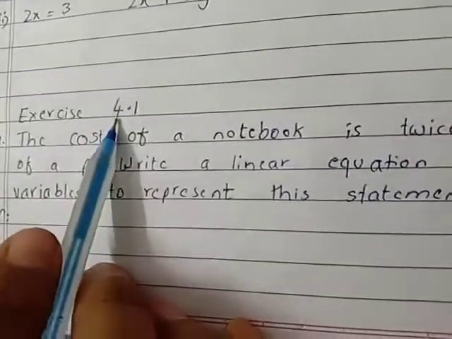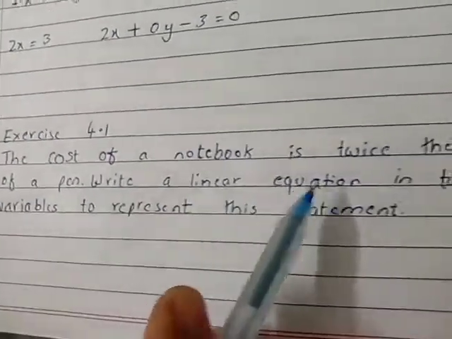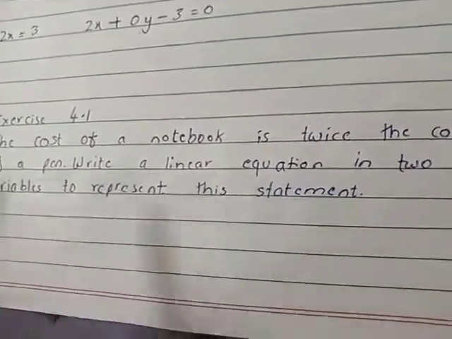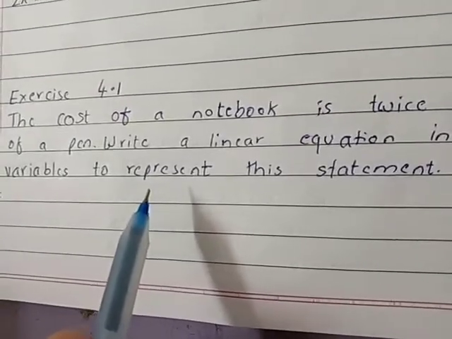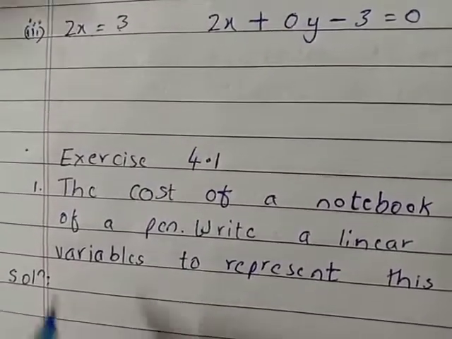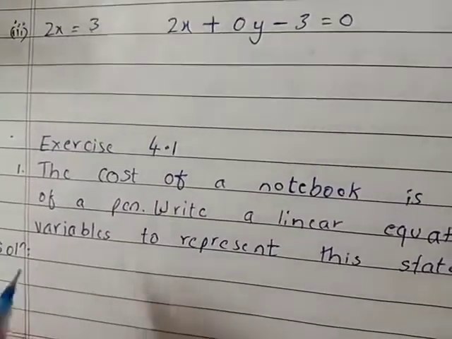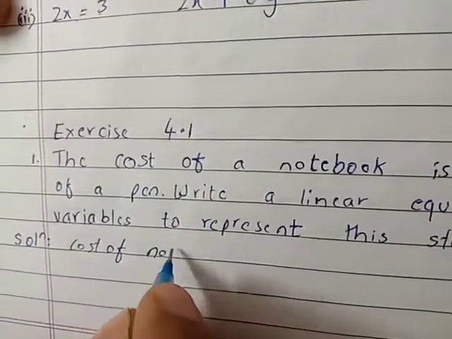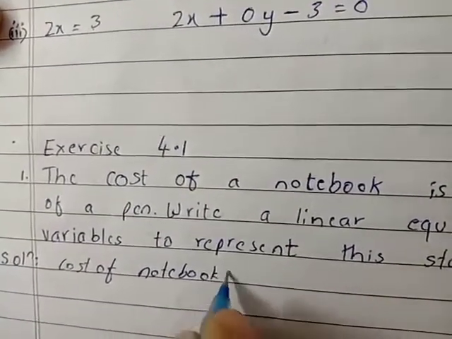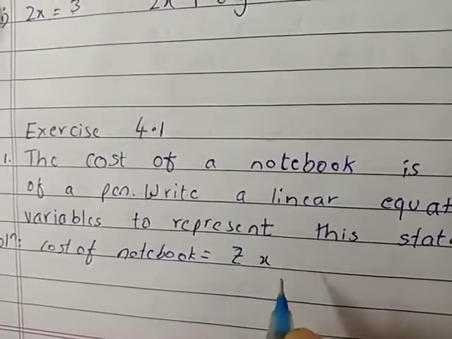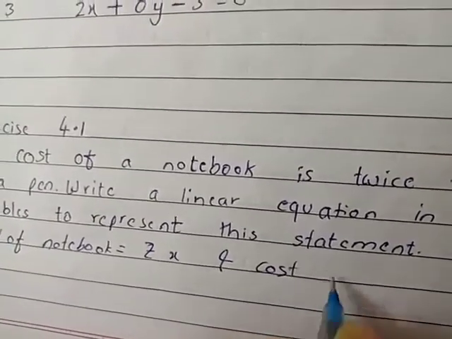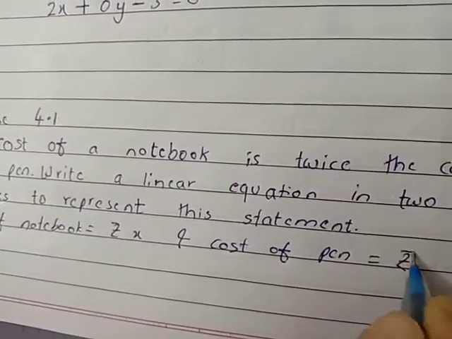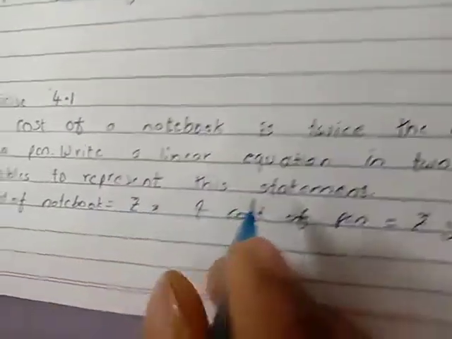Let's solve exercise 4.1. The cost of a notebook is twice the cost of a pen. Write a linear equation in two variables to represent this statement. So how will you solve this? Now let's assume some variables, okay? The cost of a notebook equal to rupees x and the cost of a pen equal to rupees y, okay? You have to assume this.